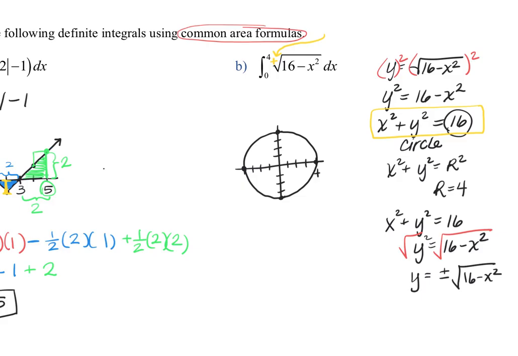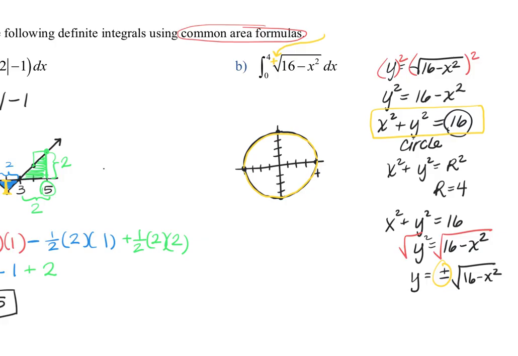So to graph the entire circle, we would need both the positive and the negative. The positive would give us the top half of the circle. The negative would give us the bottom half of the circle. So plus or minus square root of 16 minus x squared will be the entire circle.